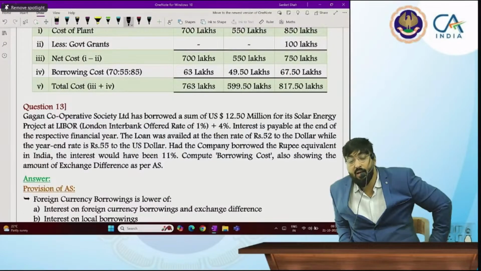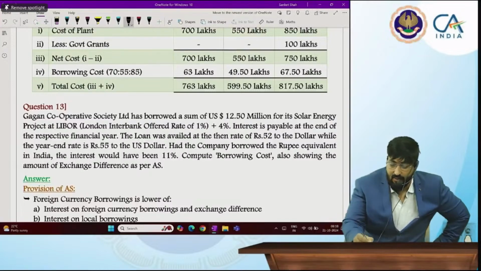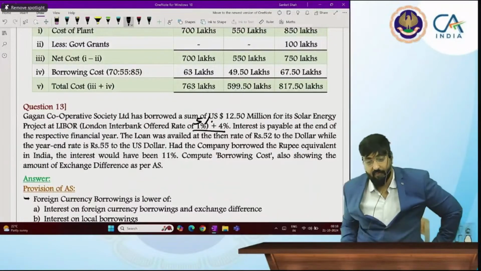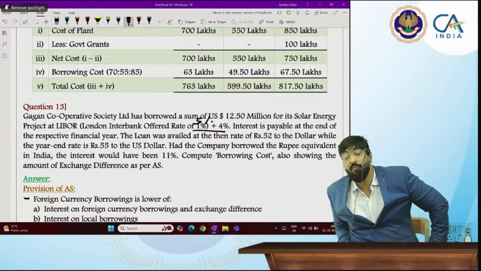LIBOR and MIBOR, two important concepts. In foreign we have London Interbank Offer Rate. Don't worry if in the exam this type of wording comes, please do not have any fear. You can easily tell yourself that this is 5%. What is the foreign interest rate? It's 5%. The concept.